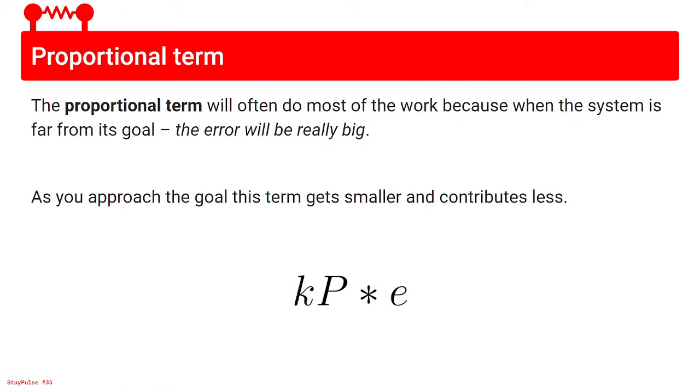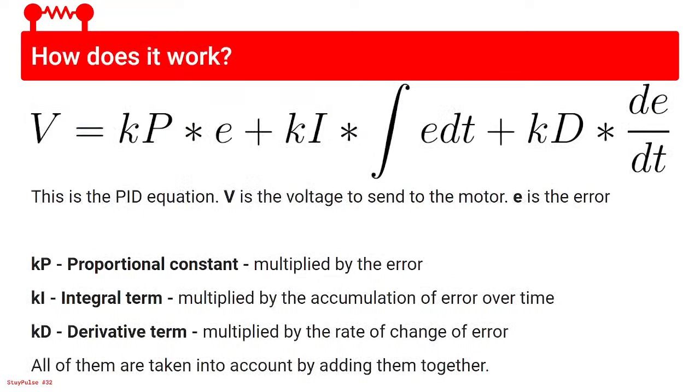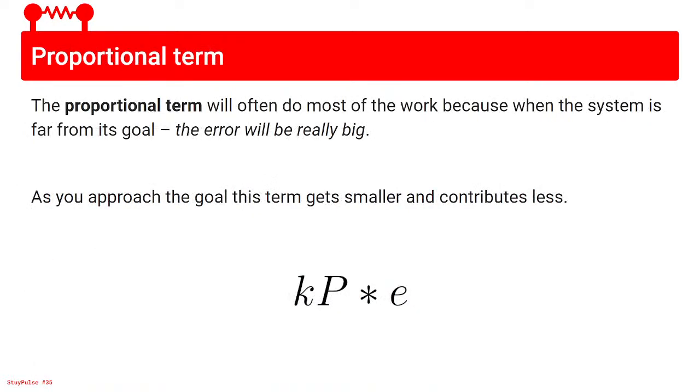So first one, proportional term. What is this one doing? The P term really does a lot of the work in PID because when the system is not at its goal, the error is going to be probably the most significant thing there. The error is going to be really big, which means that the V that you're feeding to your motor will therefore be really big. But as you get closer and closer to your target, this Kp times E term contributes less and less, because the error will be smaller, so therefore this whole term is smaller.